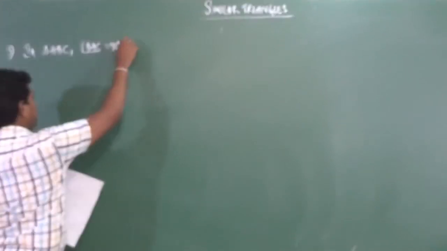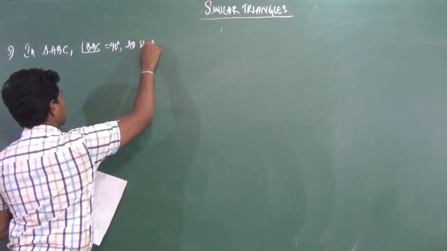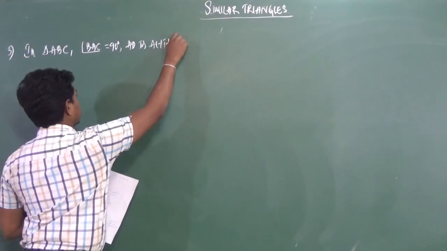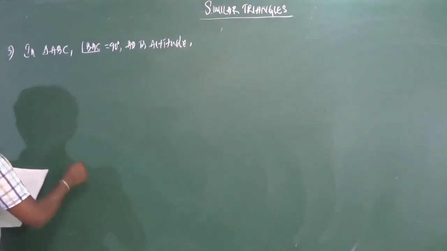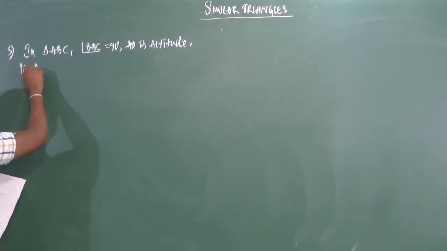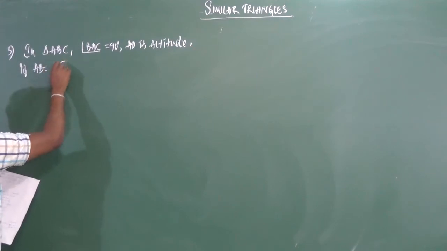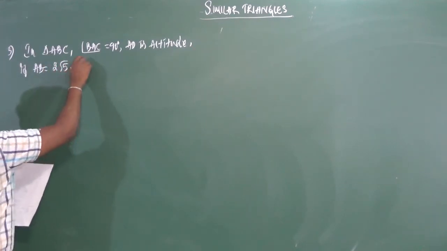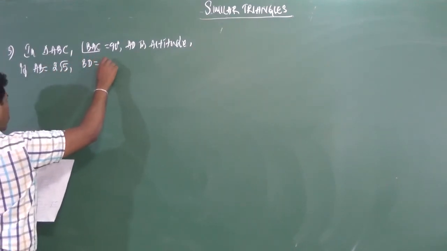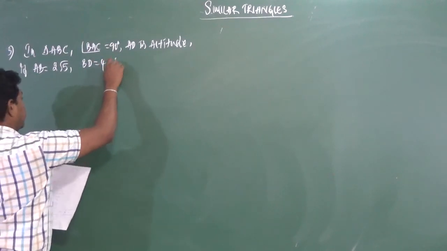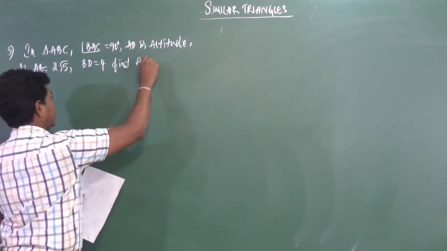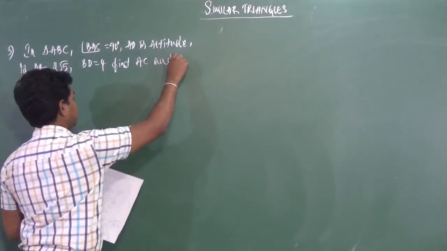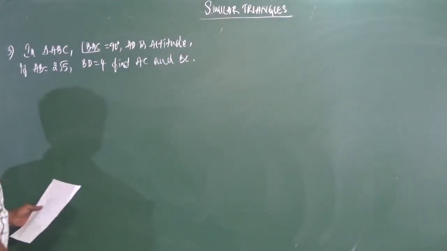Triangle ABC, angle BAC is equal to 90 degrees, AD is the altitude. If AB is equal to 2 root 5 and BD is equal to 4, find AC and BC.